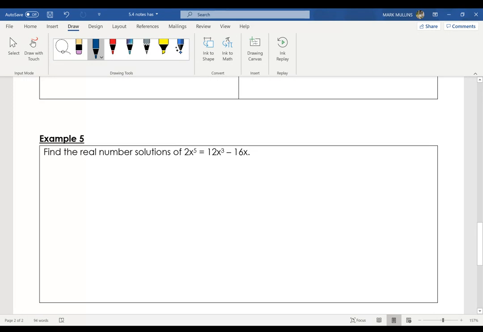So for 5, I'm trying to solve. So even though we're solving now and we have higher powers of x and the factoring is more complicated, we still need to get everything on one side. We still need to have it equal to 0 so that we can factor and do zero product property. So I'm going to subtract 12x cubed and add 16x on both sides. I almost forgot that x. So on the right I have 0. On the left I have 2x to the 5th minus 12x cubed plus 16x.